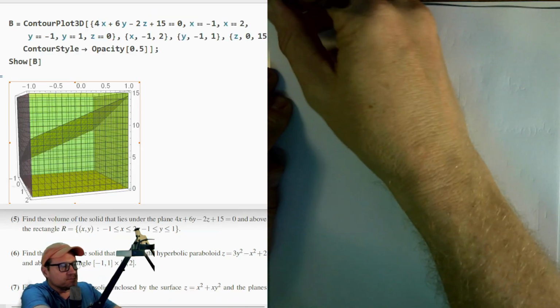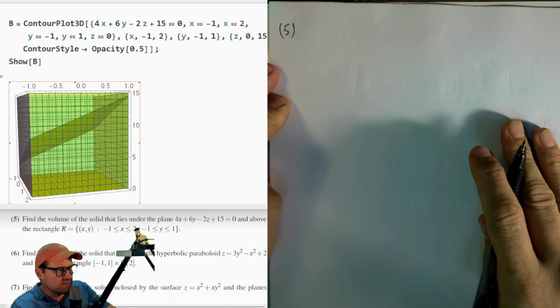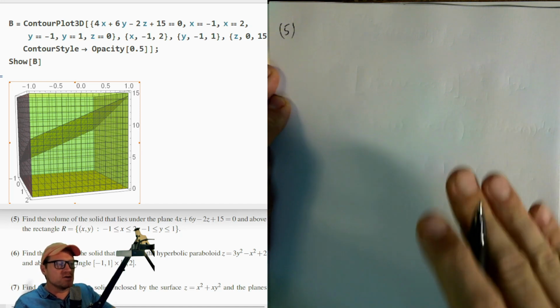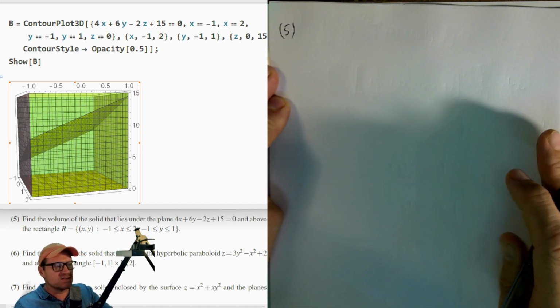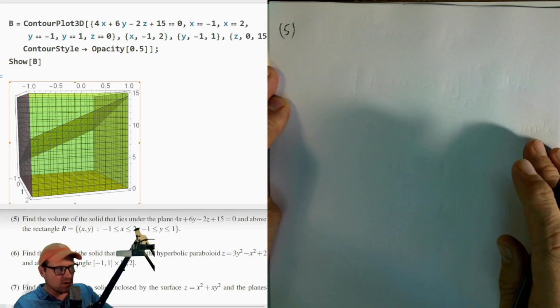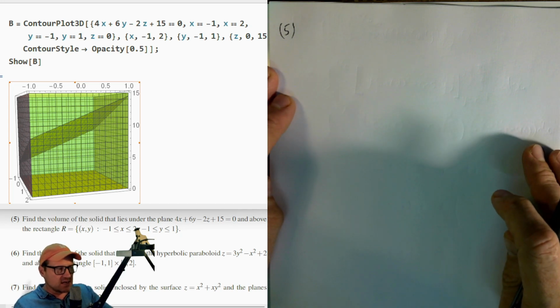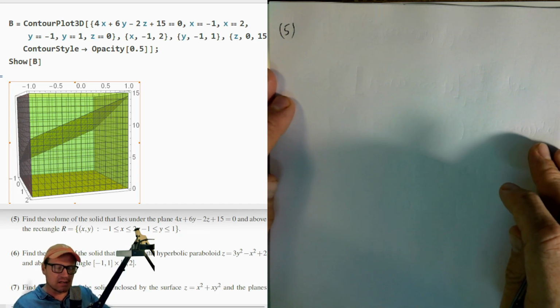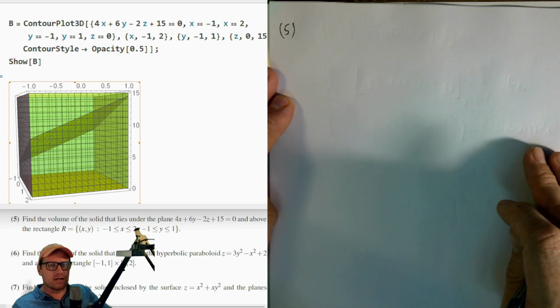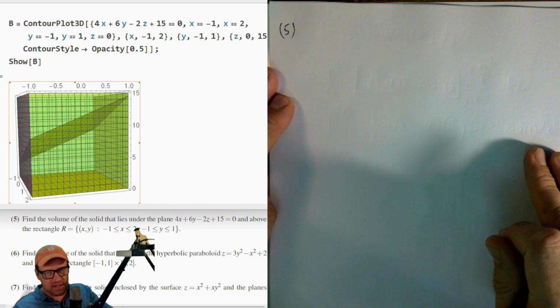Question 5. So question 5 says, find the volume of the solid that lies under the plane 4x plus 6y minus 2z plus 15 equals 0 and above the rectangle R, which is the collection of all points such that x is greater or equal to minus 1, less than or equal to 2, and y is greater or equal to minus 1, but less than or equal to 1.